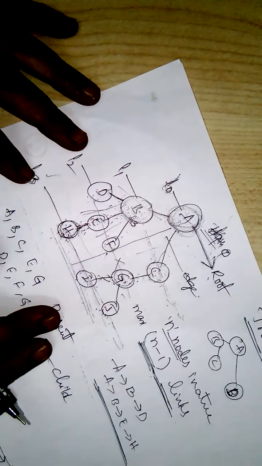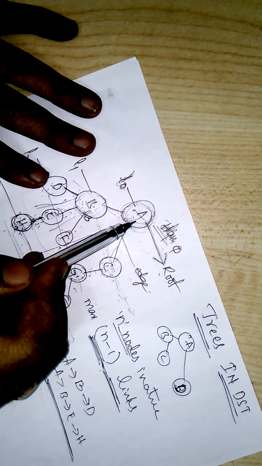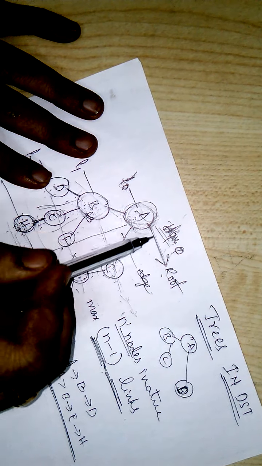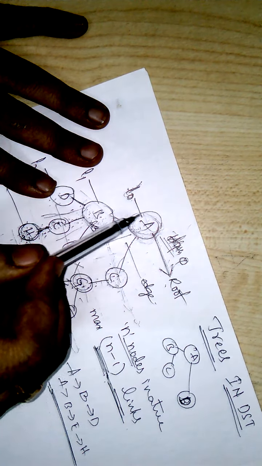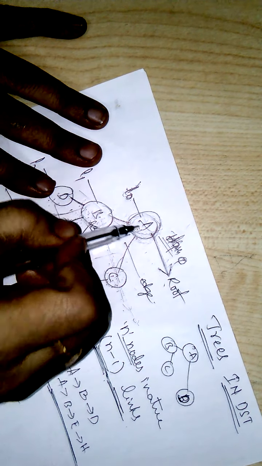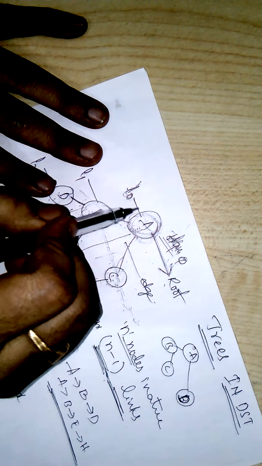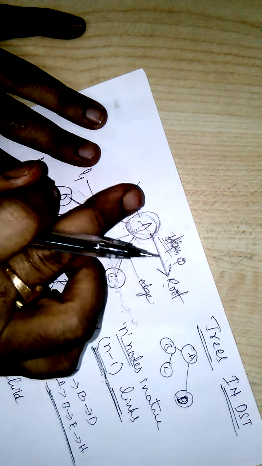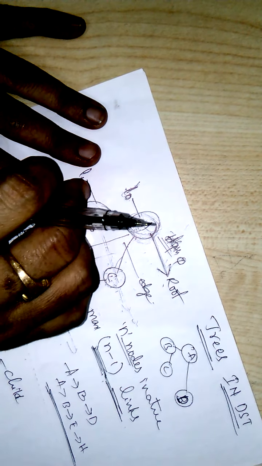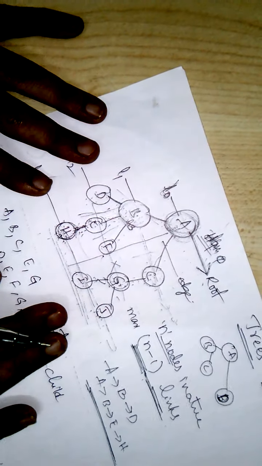So the first term is root. The first node of a tree is called root. In this example tree data structure, A is called root. So what is a root? For every tree, the first node of the tree is called a root, and a tree must have only one root node.